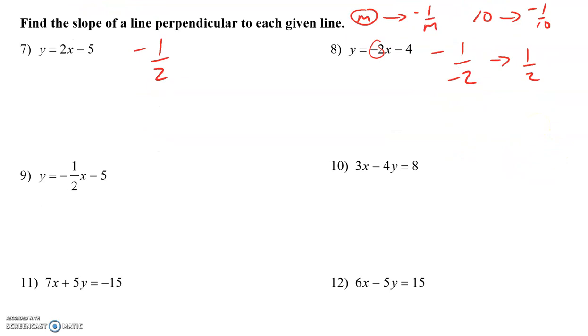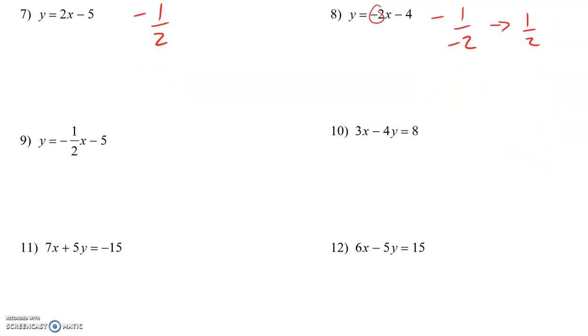Okay, if we go to this one over here, the slope is negative 1/2. We have to flip it over and switch the sign, make it negative. So we have negative 1 over 2. So you got to flip it. So that'd be 2 over 1. It was negative, now it's going to be positive. So the slope would be 2. Okay, so just flip it over and change the sign.